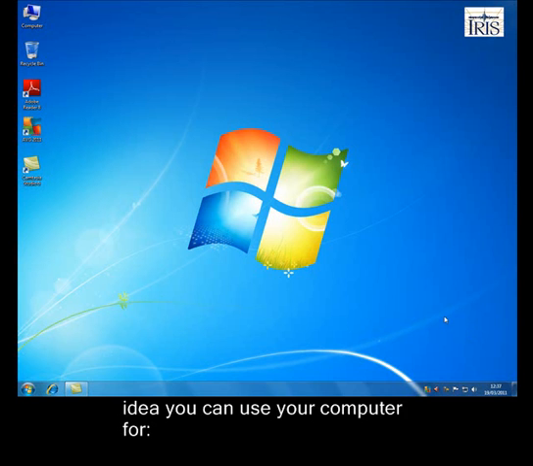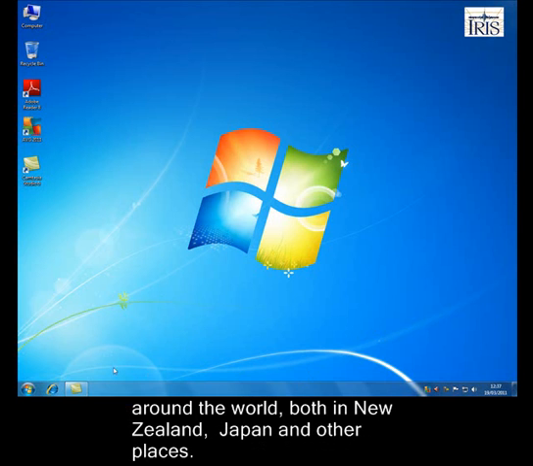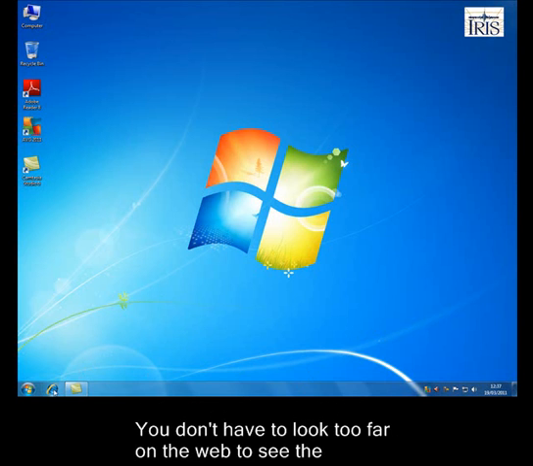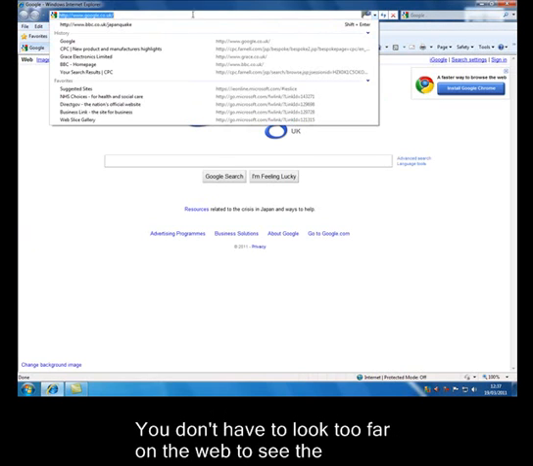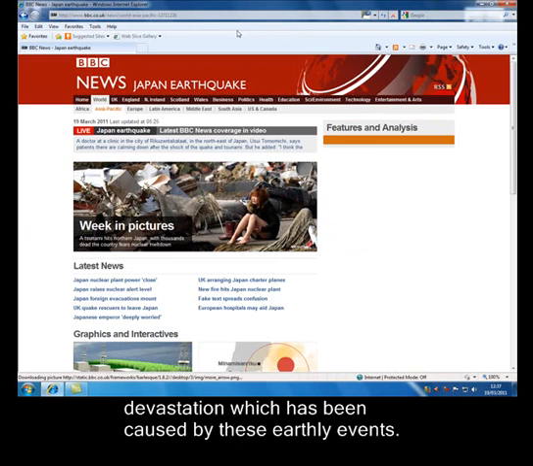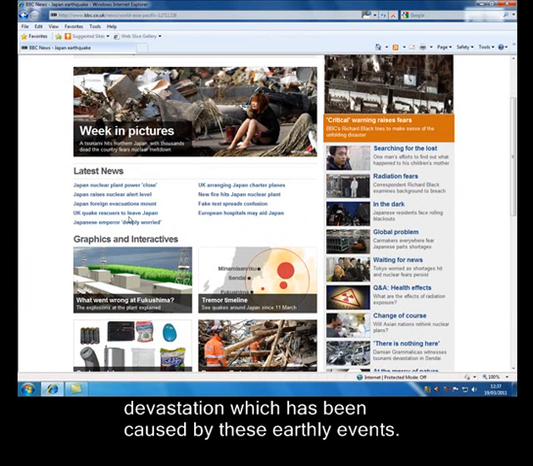We've heard a lot in the news just recently about the recent earthquakes that have happened around the world, both in New Zealand, Japan and other places. You don't have to look too far on the web to see the devastation which has been caused by these earthly events. Really, there's nothing we can do to stop them.